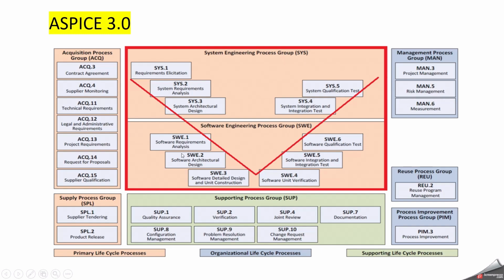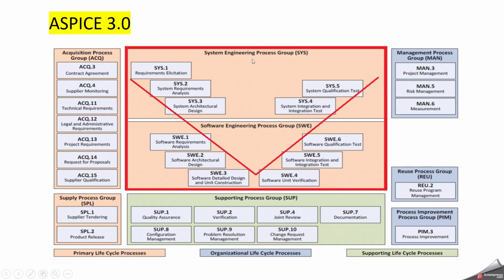And SV6, whatever the software requirement analysis done, whether that is properly met or not, will be evaluated in the software qualification test. Now coming to the system level testing, once the complete implementation is over, we are also performing testing on the system side. So there in SYS4, we are integrating and testing the system components. In SYS5, we are verifying whether the complete system meets specifications or not.